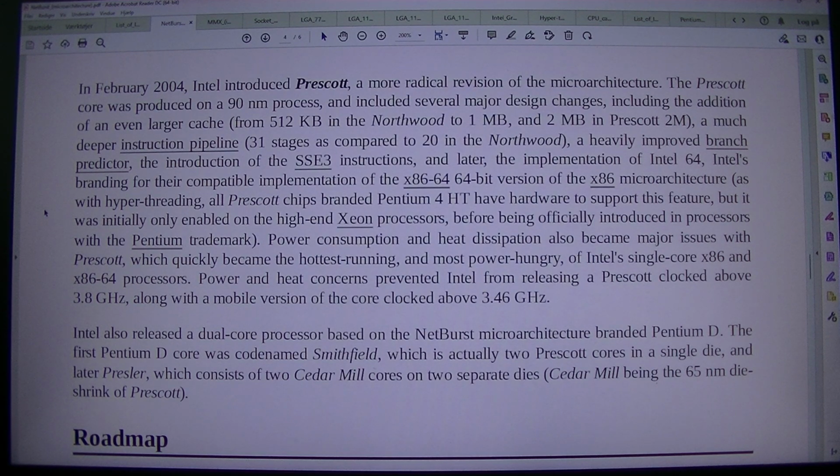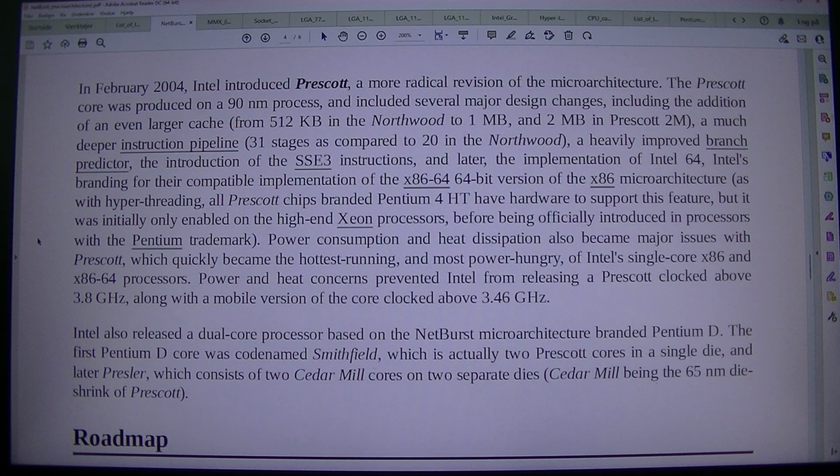As with hyper-threading, all Prescott chips branded Pentium 4 have hardware to support this feature, but it was initially only enabled on the high-end Xeon processors, before being officially introduced in processors with the Pentium trademark.